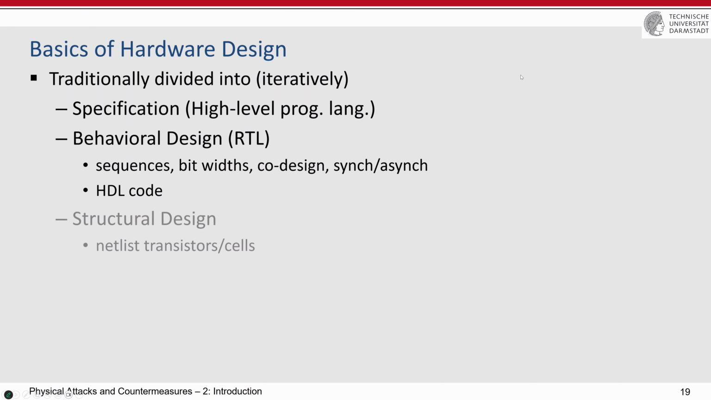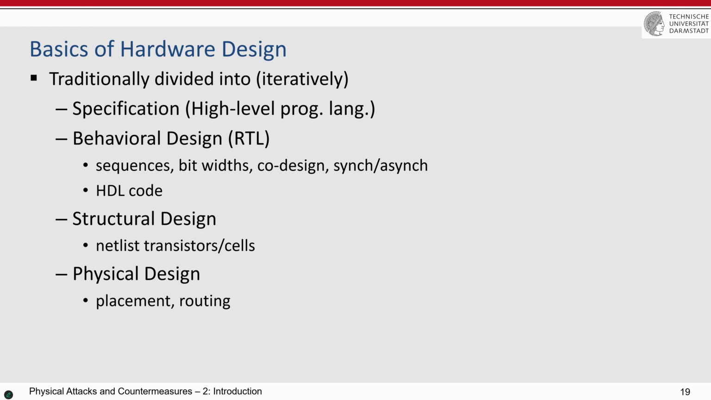And then you do some structural design, meaning that the behavioral design is given to a synthesizer, and then the structural design, a netlist of transistors or cells, is produced. Afterwards this netlist is given to another tool which places and routes the entire components that you have in the netlist and then builds the device. It means where every cell should be and how they should be connected to each other, and then it's given to a fab to fabricate a chip and send it to you.